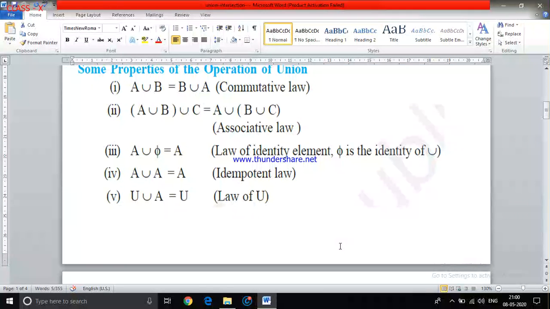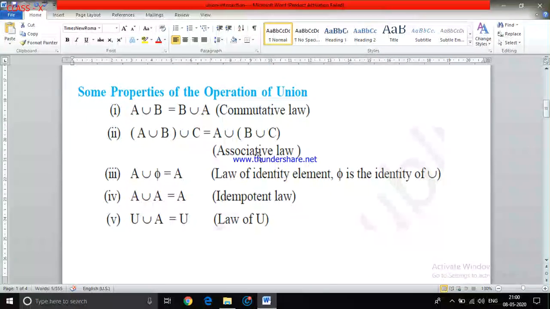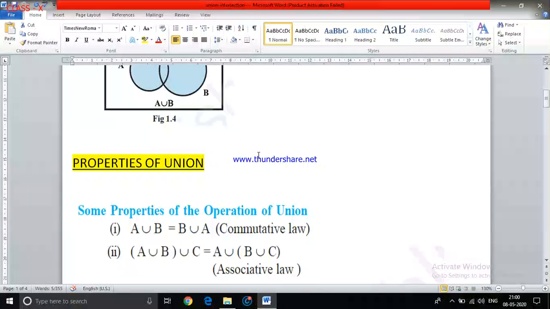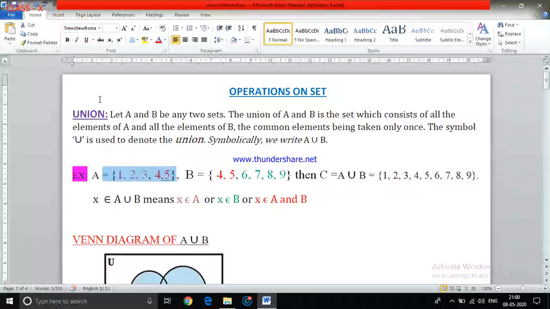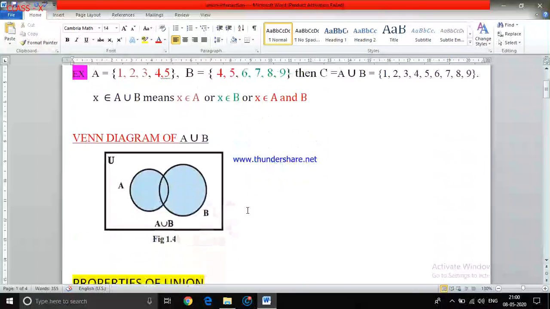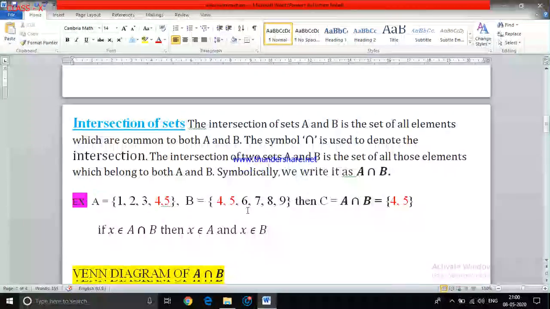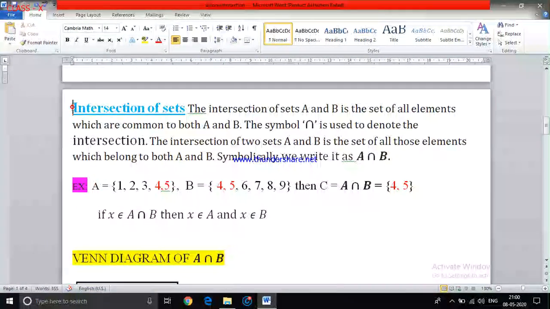Okay, so there are 5 properties of the union. Now this is one of the properties which we discussed as the union of two sets. Okay, I'll come to the next. Next one is intersection of sets. What do you mean by the intersection of sets?